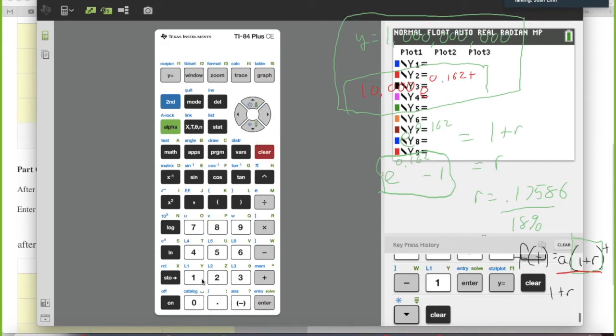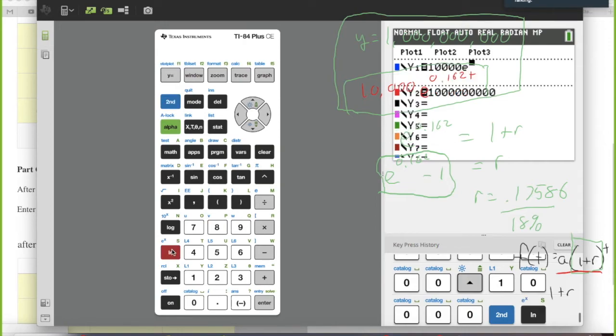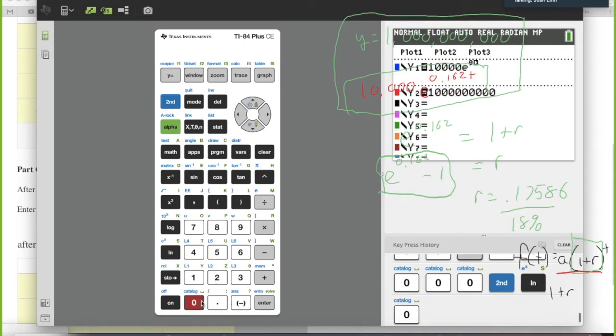So let's see here, y equals 1 million. And then we're going to enter this red equation right there. I know it's hard to see, but 1, 2, 3, e to the power of 0.162. That's where our x is going to go.